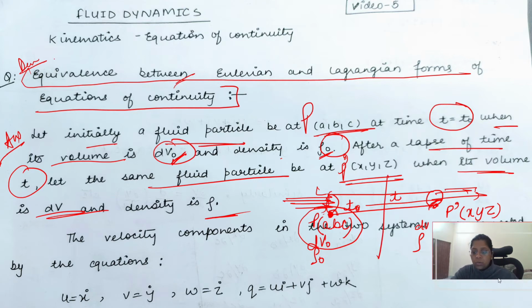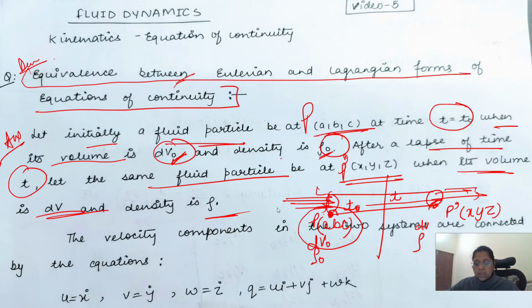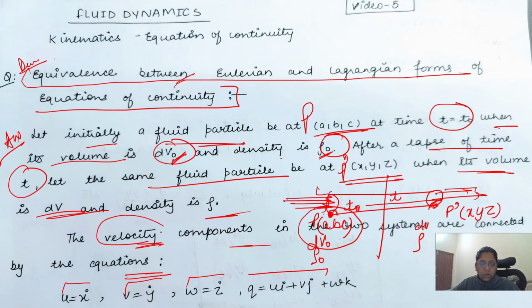Now the velocity components in the two systems are connected by the equations. U is equal to this, V is equal to this, W is equal to this, when q is equal to this. They are talking about the velocity components. What is velocity? Velocity is distance upon time taken. We have studied this in 8th class. What is q? q is the velocity of the fluid.